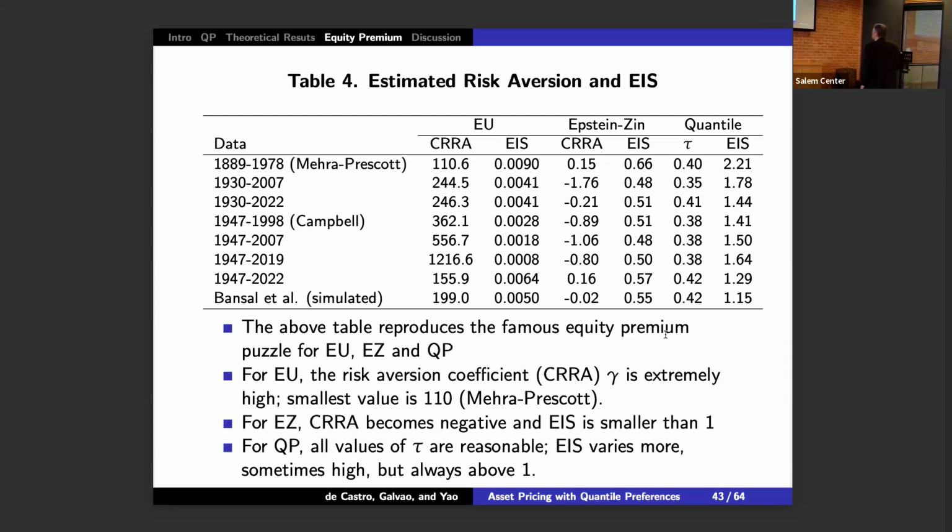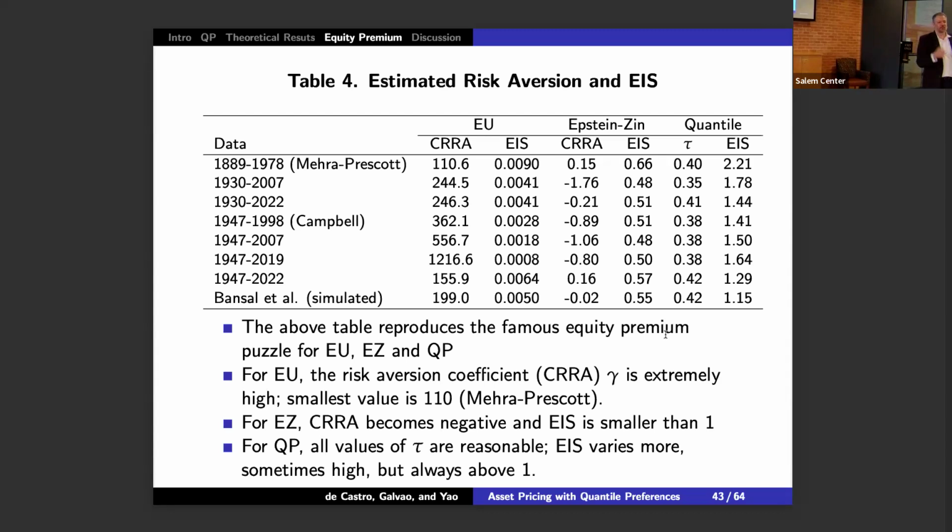Help me understand, because we don't have a CRRA for the quantile one. We have the downside, how far you're looking at the downside, essentially. How pessimistic are you, in some ways? Exactly. So your question is how you relate one to the other. Yeah, it's hard. I have a slide on this.